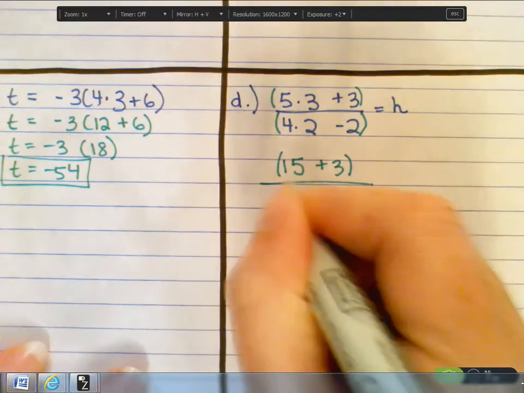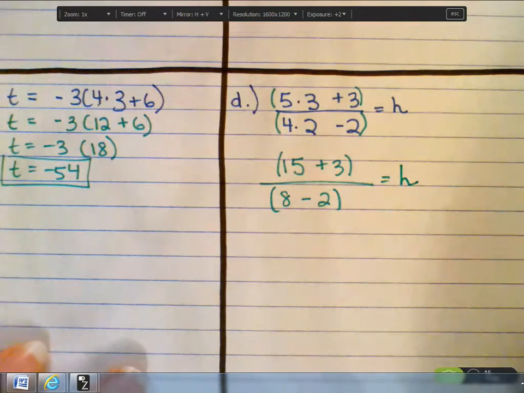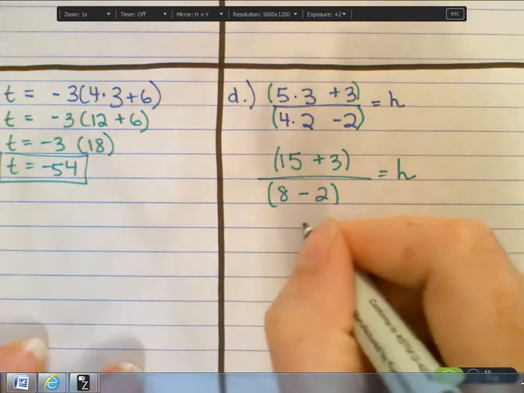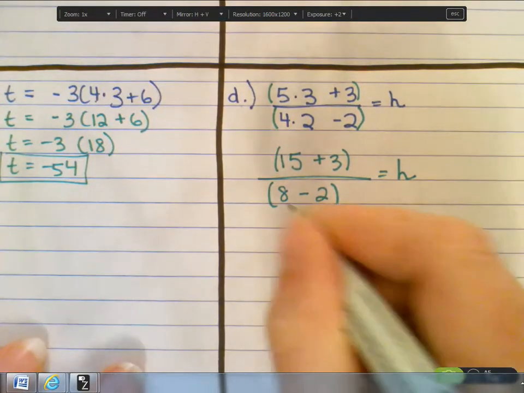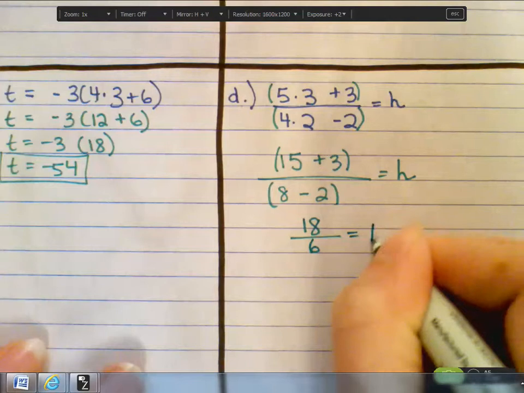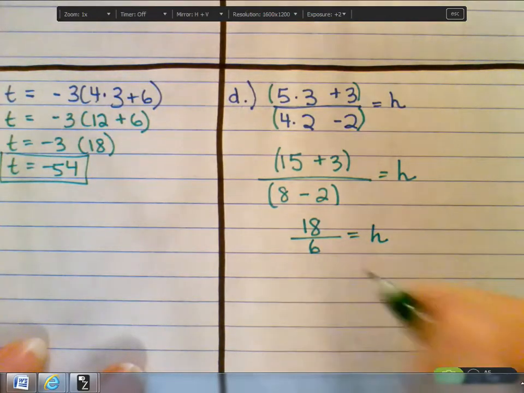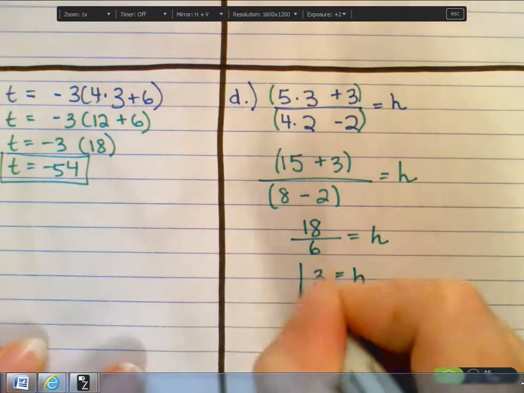8 minus 2 will be what's on the bottom, equals h. 15 plus 3 is 18. 8 minus 2 is 6. 18 divided by 6 will be 3. So that is my solution.